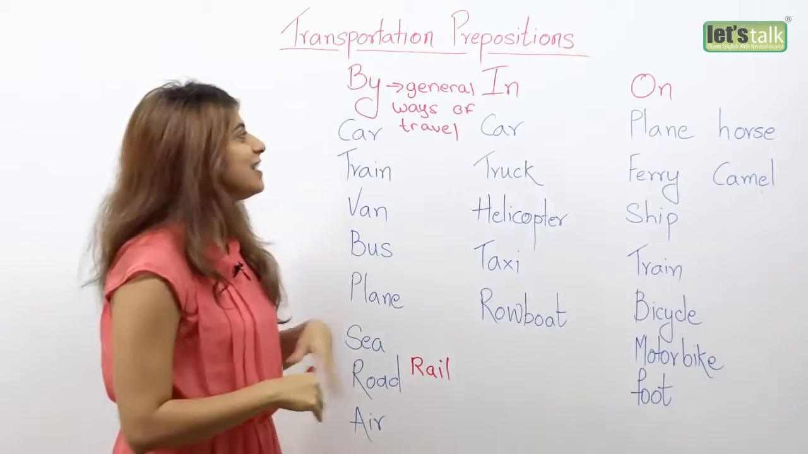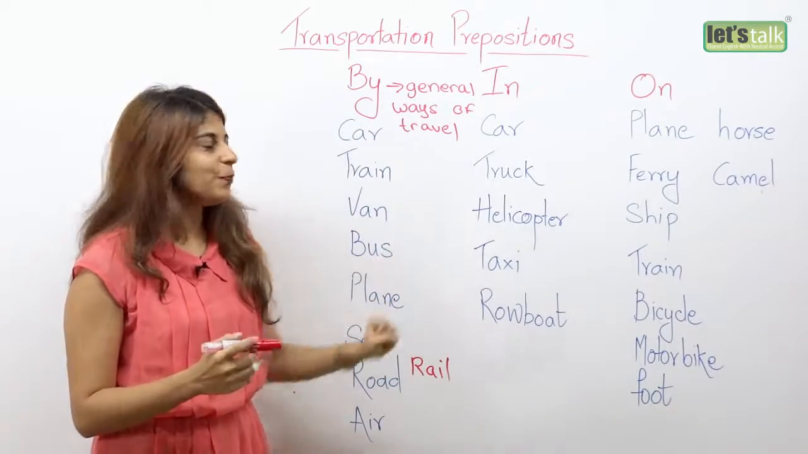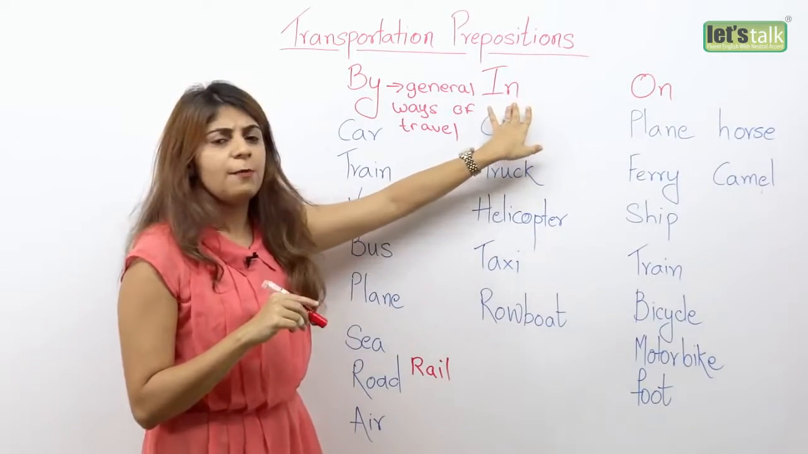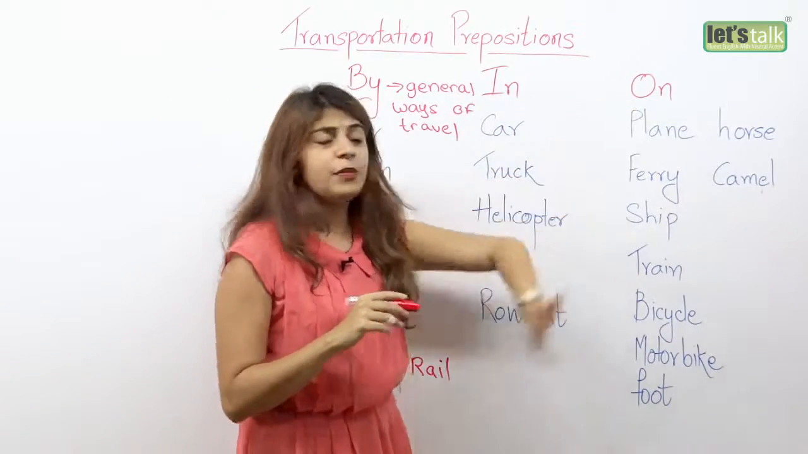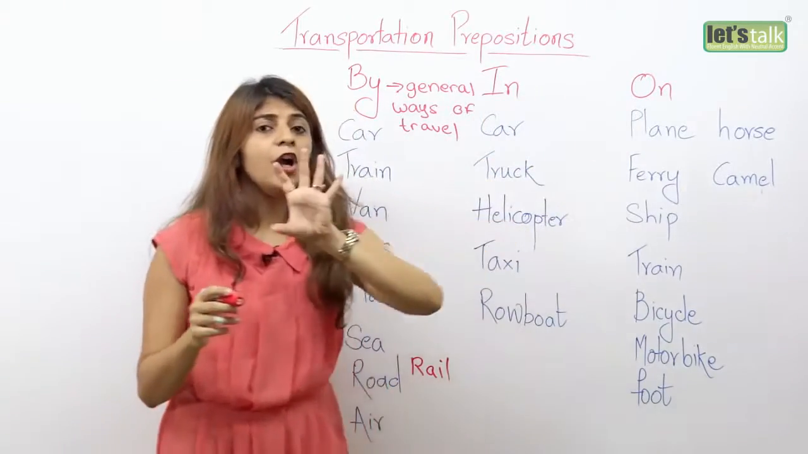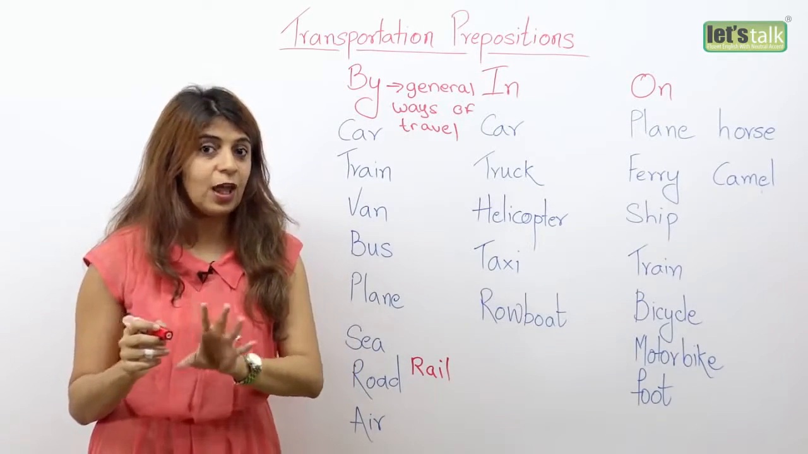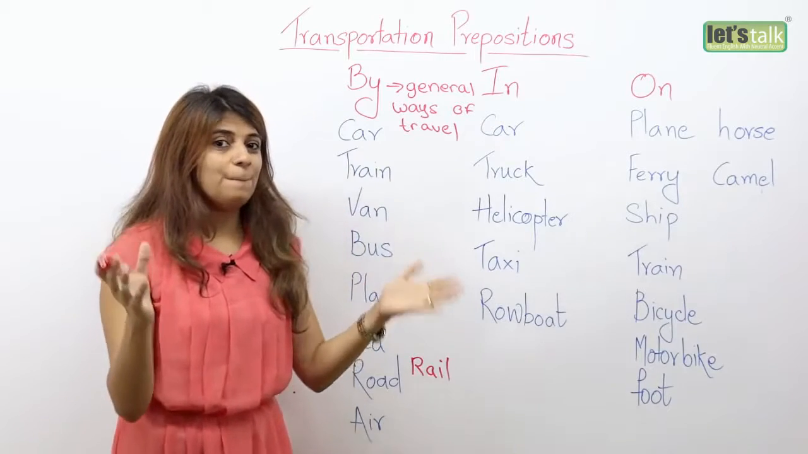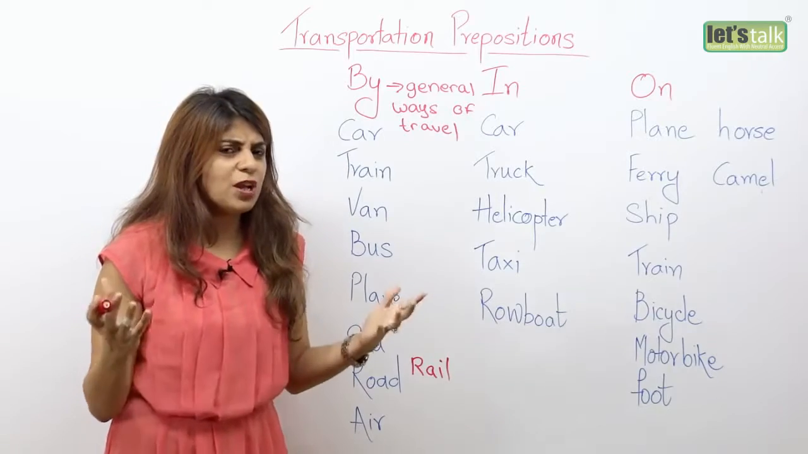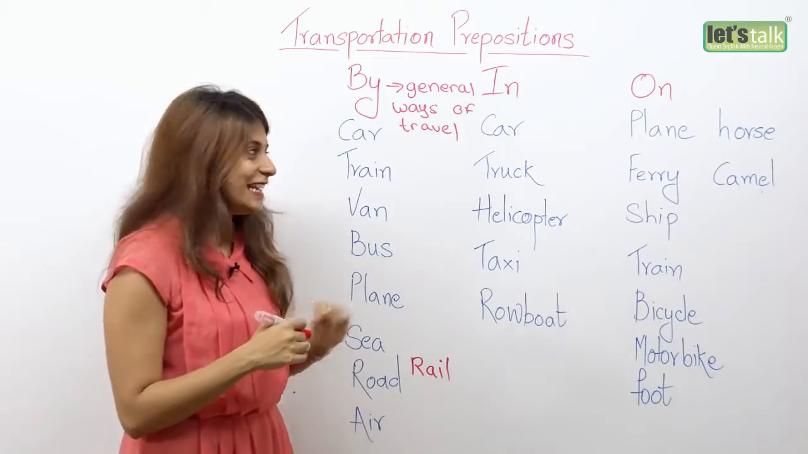Now let's have a look at using the preposition in related to transportation. People get a little confused with using the preposition in or on. Now, as per the rule, in and on are used when you talk about a specific vehicle, okay? Like nothing in general, but something specific. That's confusing. So which one do we choose, in or on? Well, I have an idea for you.